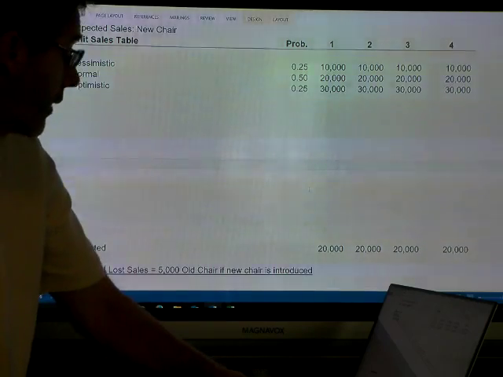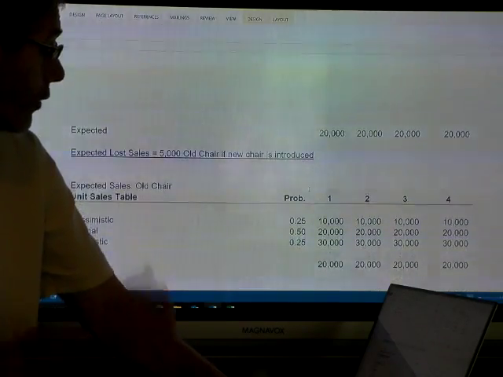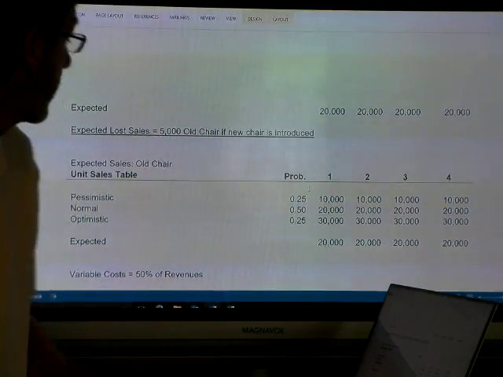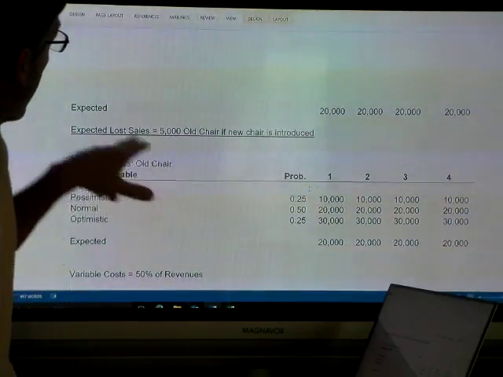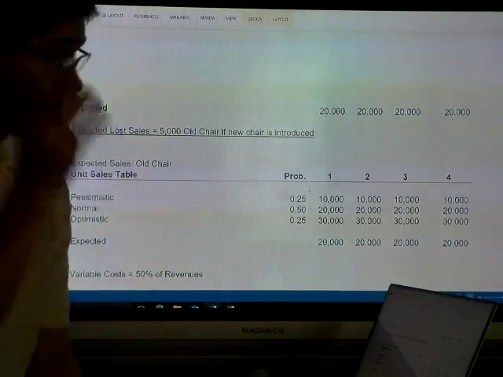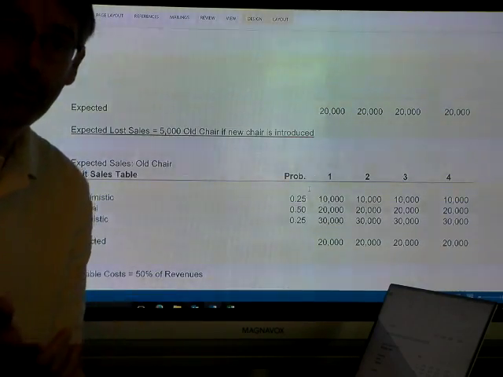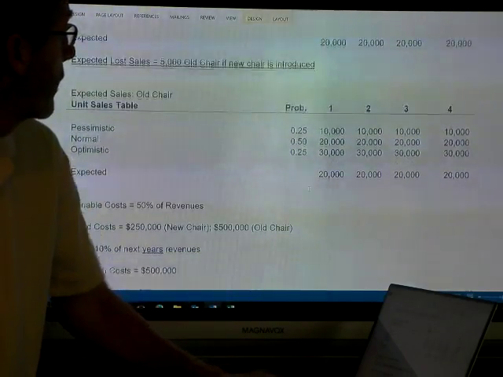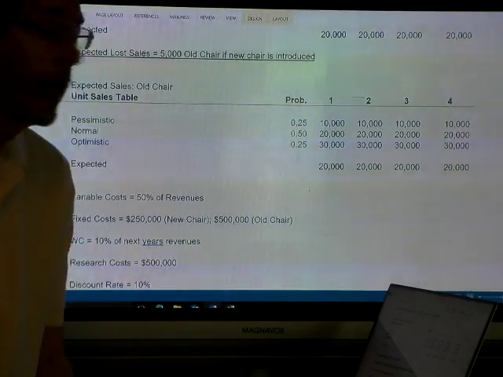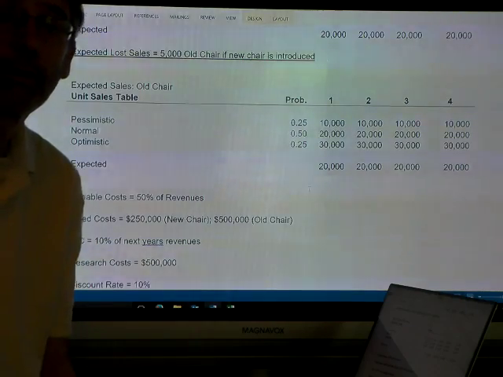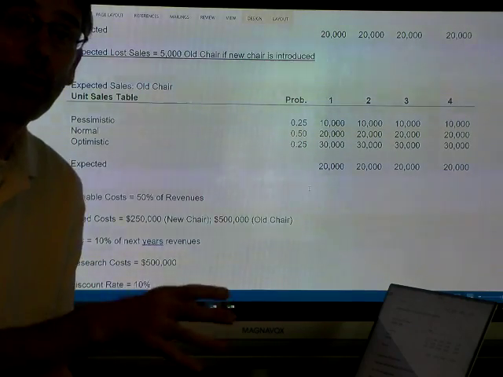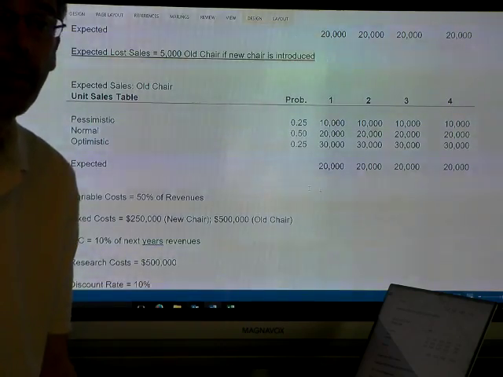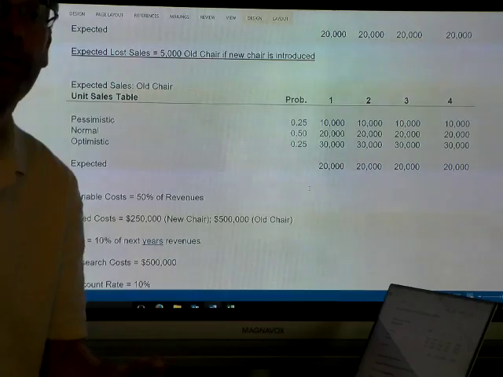So once we get our expected outcome, we can then do some numbers. The other thing we have is the expected sales of the old chair, and we note that we expect to lose 5,000 sales of the old chair if we introduce the new chair. So right now the old chair also has 20,000 chairs expected. So what that means is if we build both, we expect to sell 20,000 new and only 15,000 old chairs. Because yes, we're expanding our market with the new product, but we're going to lose sales of the old product.